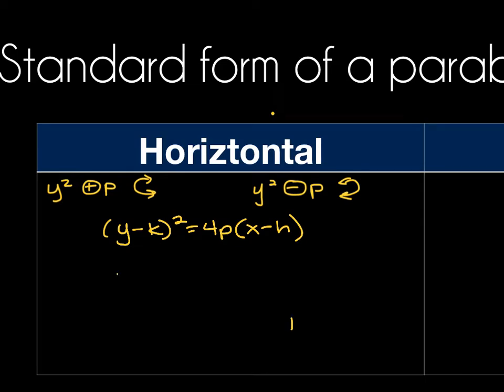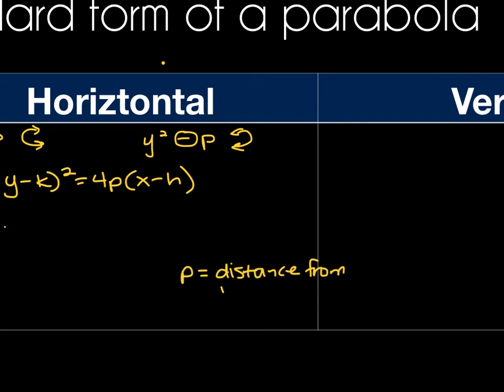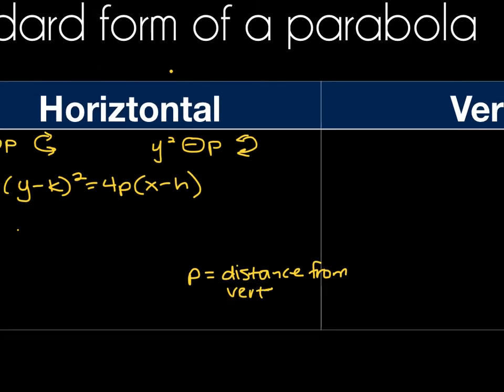And p is the distance in both of these. Distance from both the vertex to the focus and the vertex to the directrix.